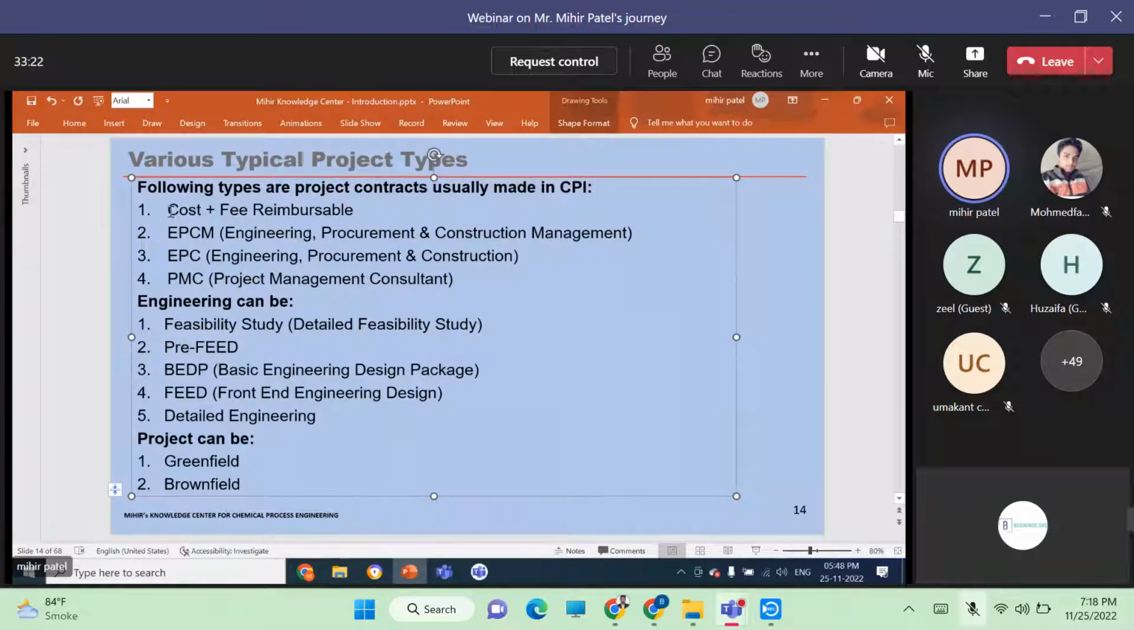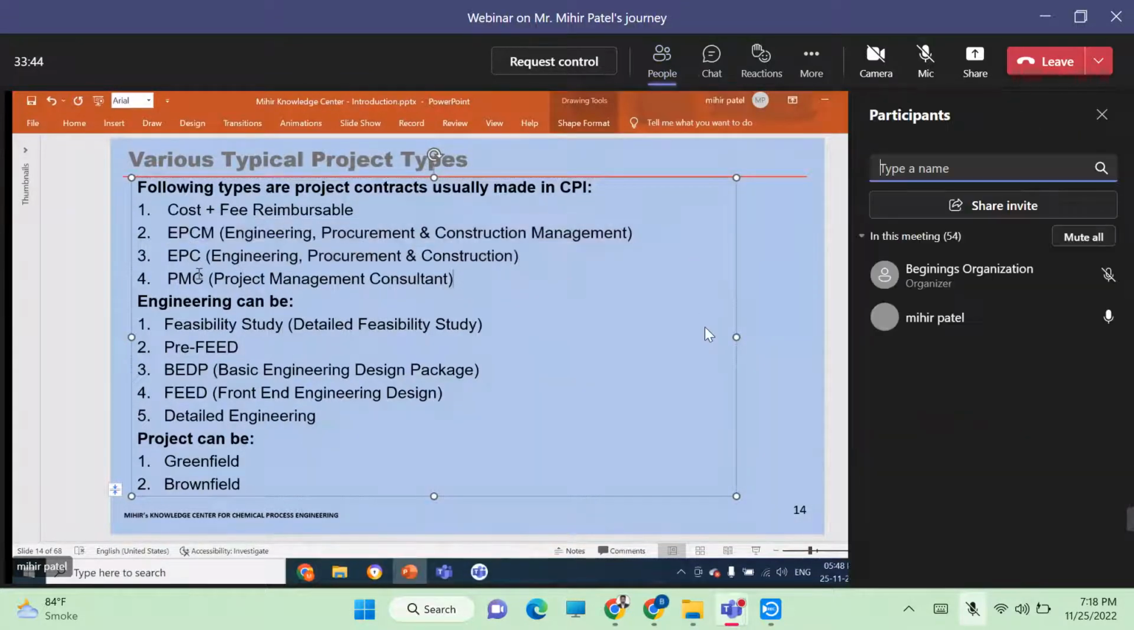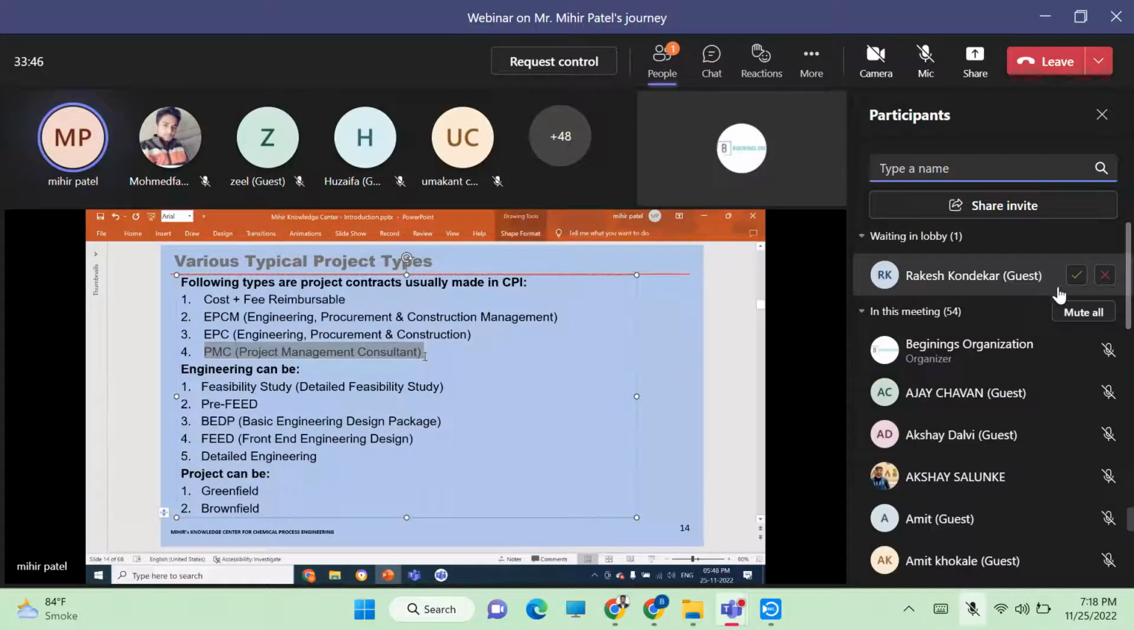So that's why that particular project was carried out on a cost plus fee reimbursable basis, so that whatever actual man hours are booked on the project by the engineering firm will be reimbursed by the client, and there is no loss occurring to the engineering firm. Now, EPCM and EPC I will elaborate more in the next two slides. These are very important. Most projects are carried out in this fashion. And then PMC is project management consultant.